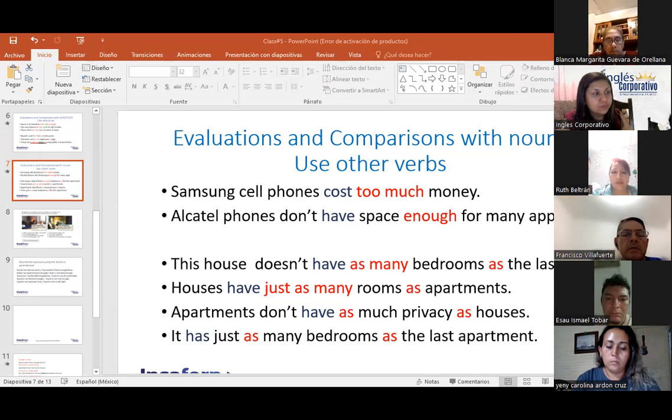You can use as many as or as much as. For example, teachers don't earn as much as engineers. Right? Teachers, quería decir teachers. Teachers don't earn as much money as politicians. Right. This car doesn't have as much space, sería Francisco, as much space as the truck, but I like your comparison. Houses have as much liberty as an apartment.